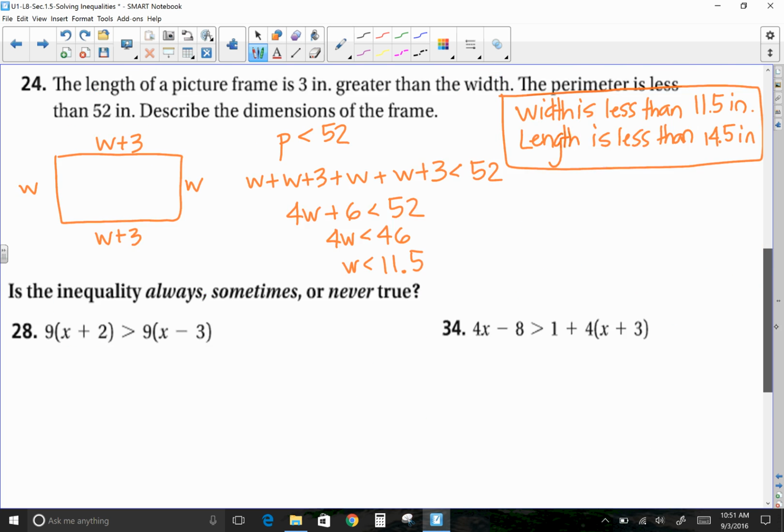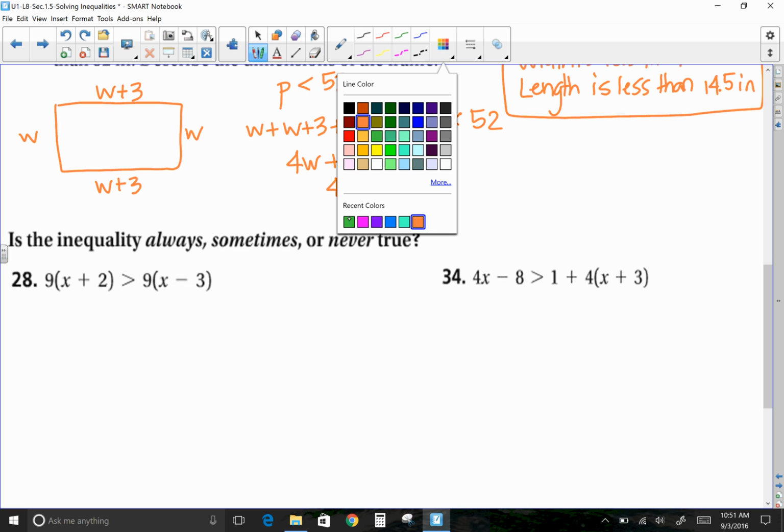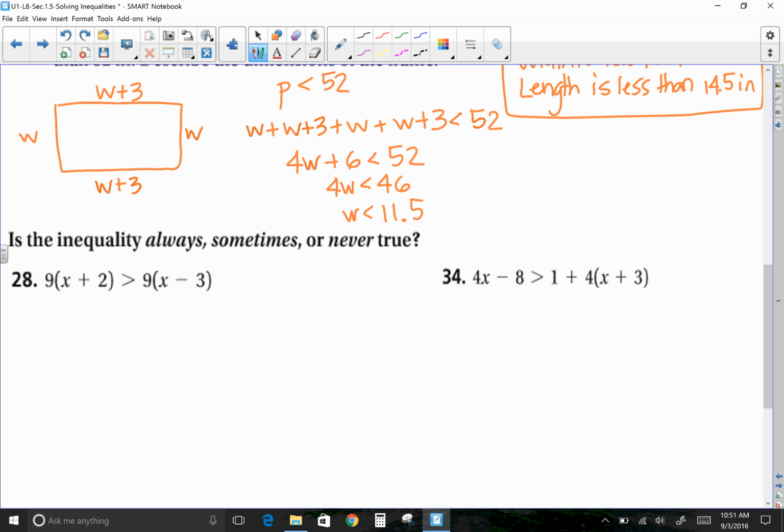All right. Next 2. Is the inequality sometimes, always, or never true? So when you look at this inequality, most of my students said, let's go ahead and divide by 9, because they saw 9 times something. And that gives me x plus 2 is greater than x minus 3. And a lot of people were able to tell me at that point, but I want to go ahead to the next step because sometimes it's not so obvious for people.